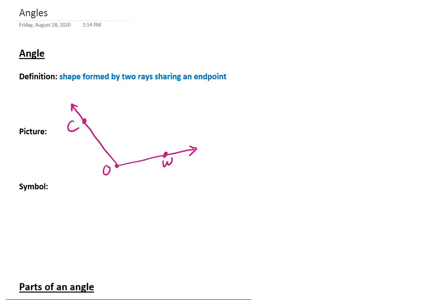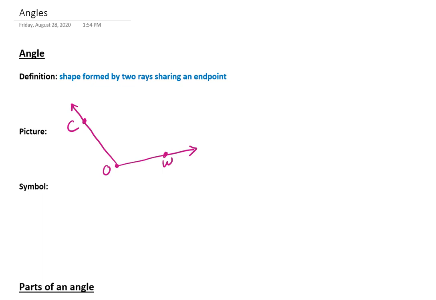So we had to talk about rays in order to talk about angles. And similar with rays, there's not going to be a whole lot new here. It's more of refreshing your memory and giving some explanation to things you've been taught before. So the formal definition of an angle is it is a shape that's formed by two rays sharing an endpoint.